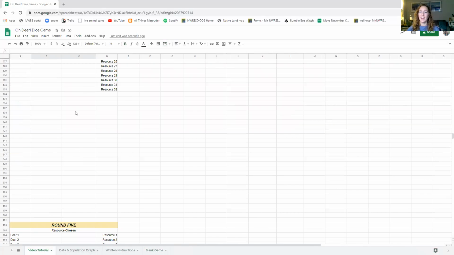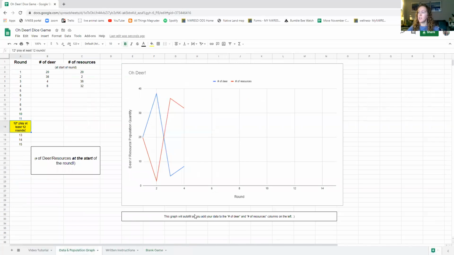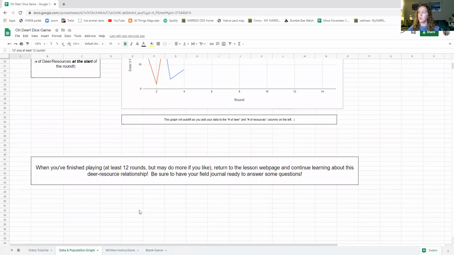Go ahead and play. And when you are all finished, you're going to come back to the lesson web page to continue learning about these deer and resource relationships.